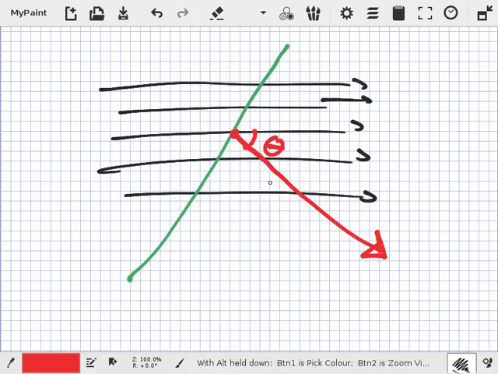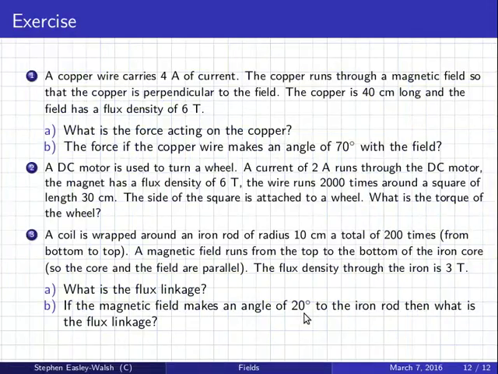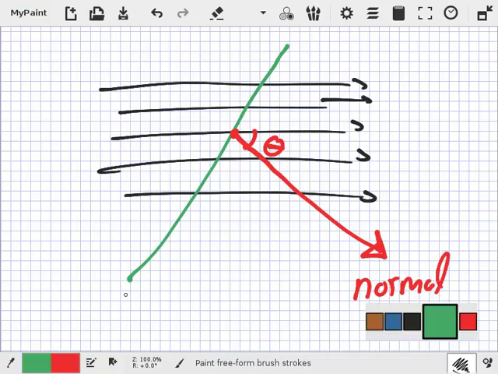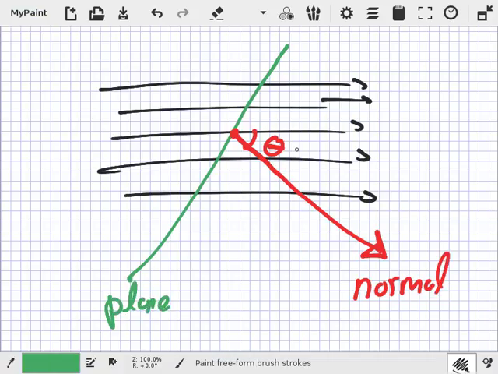In my question, it was very bad. I said it's 20. I really meant this is 20, not that this here is 20. Anyway, just continue with this. So this is the normal. This is the plane. We measure the angle with the normal and the field.